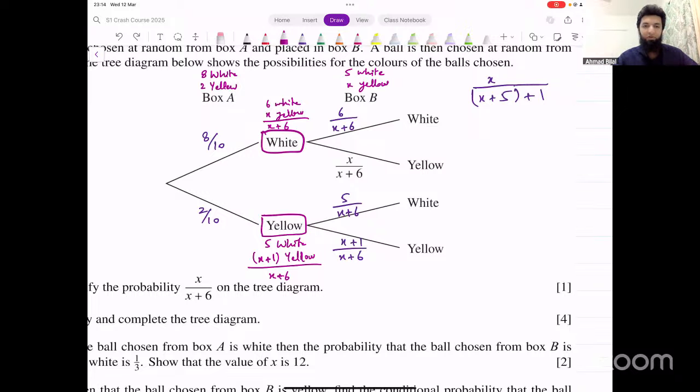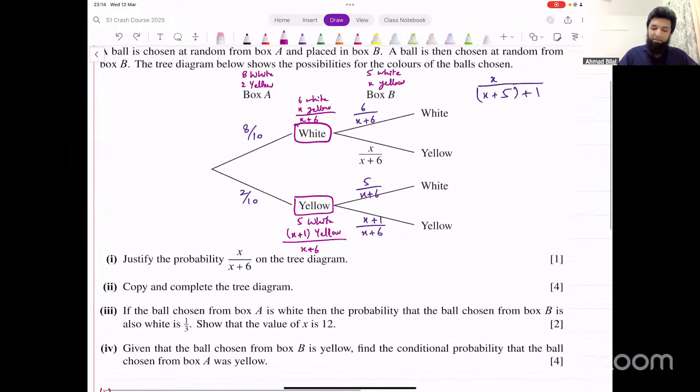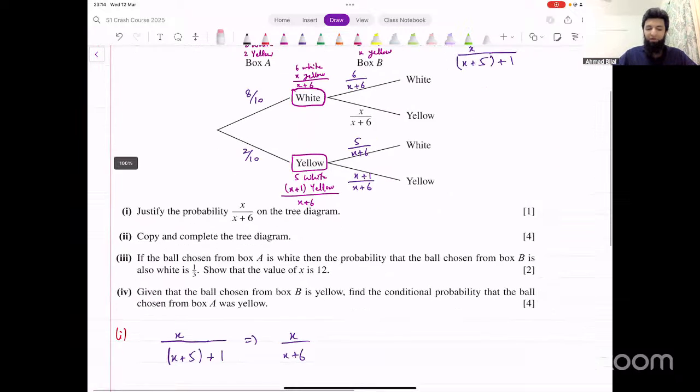Okay, so you complete this tree diagram. This is just for your own self. You don't necessarily have to write that anywhere. You can write these probabilities directly as well, and that will be sufficient. So that's what the tree diagram looks like.